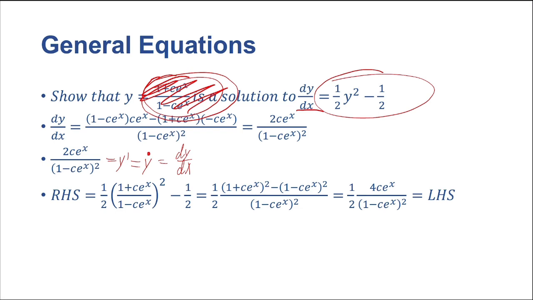Okay, so what we do is then we combine everything. We get 1/2 times (1 plus ce^x) squared minus (1 minus ce^x) squared over (1 minus ce^x) squared. We do more combining, and then we get 1/2 times 4ce^x over (1 minus ce^x) squared. And then when we combine those fractions, we can cancel some stuff out, and then we end up back at the left-hand side, thus proving that that is a solution to the differential equation.